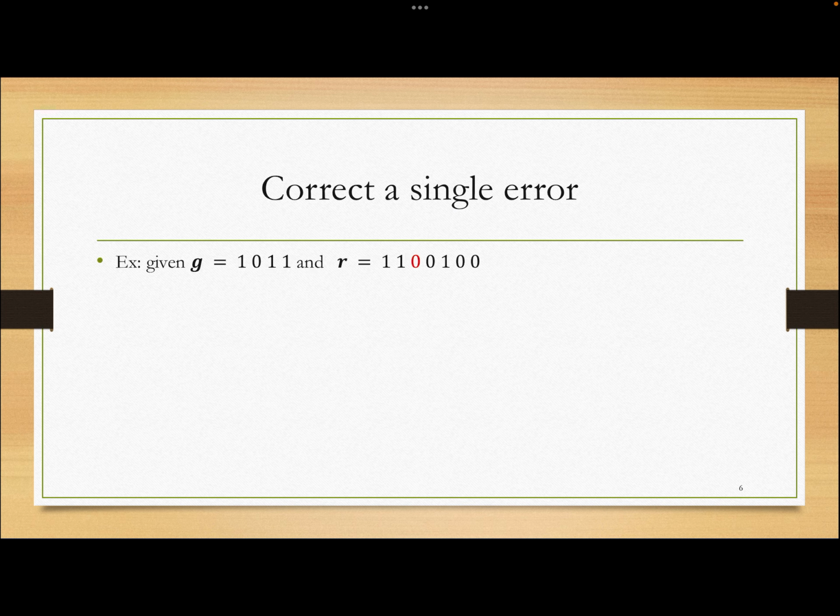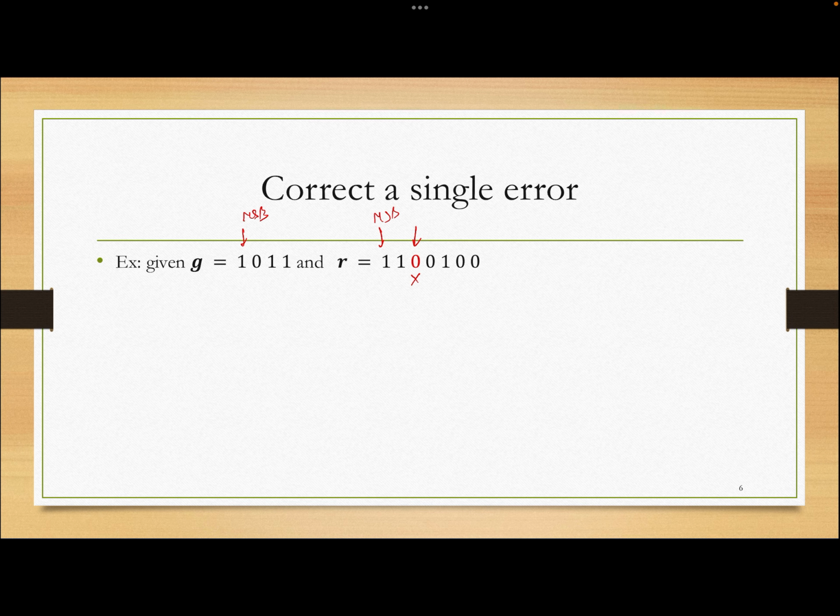Okay, look at the example. Correct a single error. Given G equal to this and I equal to this, this is the same as the last example, but I changed the third bit of R to be wrong. But the receiver doesn't know this. Again, this is the most significant bit; always, if I don't say anything, most significant is on the left. So we want to detect the error, we want to find the syndrome, basically.